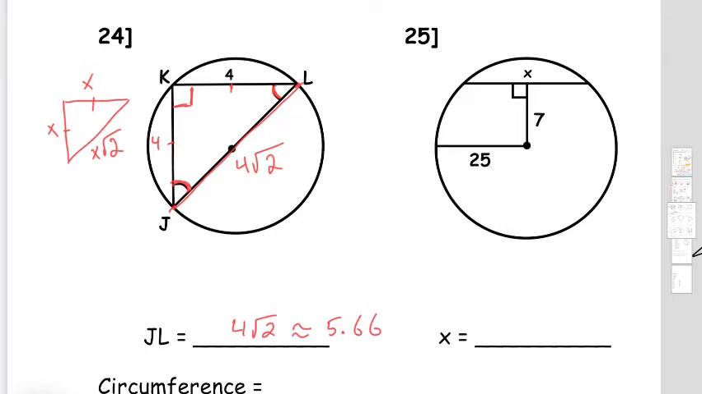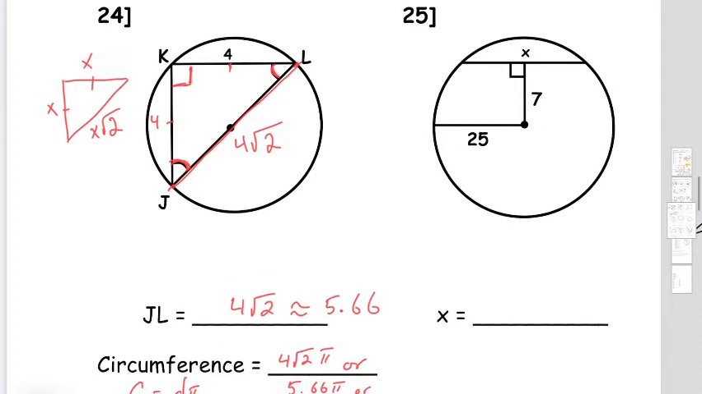Now, 24 is asking us for two things. It's asking us for the circumference as well. So remember, circumference can be written as two ways, 2 pi r, or diameter times pi. Now, because I already have the diameter, I'm going to write it 3 ways. I'm going to write it 4 root 2 times pi, or 5.66 times pi, or if I put all of this in the calculator, I also get 17.78.